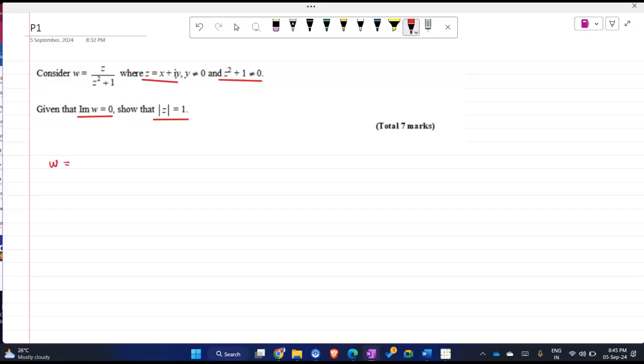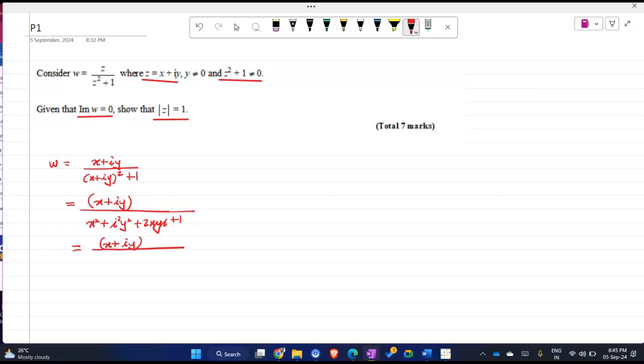So now w is equal to z upon z square plus 1, where z is equal to x plus iy. So that will be x plus iy upon x square plus i square y square, correct? Plus 2xyi plus 1. So that makes it x plus iy upon x square minus y square plus 1 plus 2xyi.